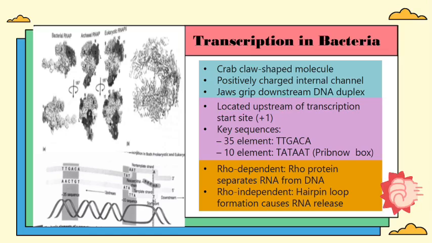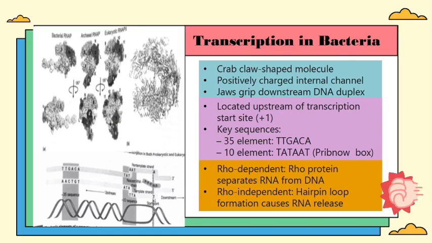sequence is reached. In roughly half of the cases, a ring-shaped protein called rho is required for termination of bacterial transcription, and the rho encircles the newly synthesized RNA and moves along the strand in a 5' to 3' direction to the polymerase, where it separates the RNA transcript from the DNA to which it is bound.